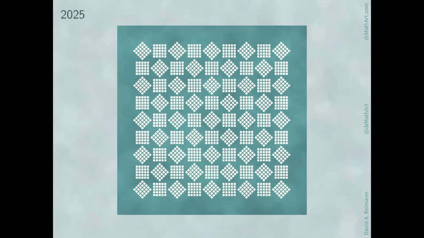A fun thing about the number 2025 is that it is 45 squared. So it's a 9 by 9 pattern with each one of the blocks being a 5 by 5 pattern. It's kind of like a squared square. So you have 9 squared and 5 squared working together.